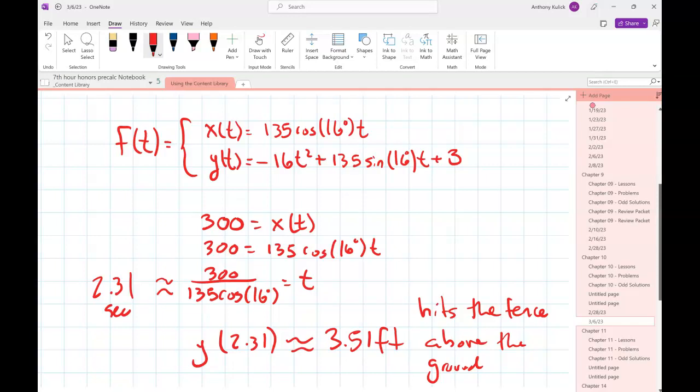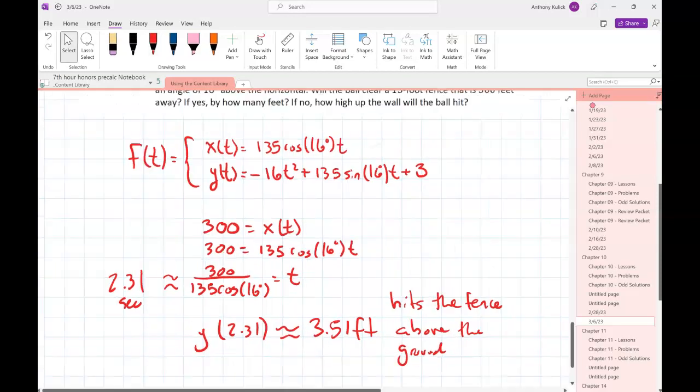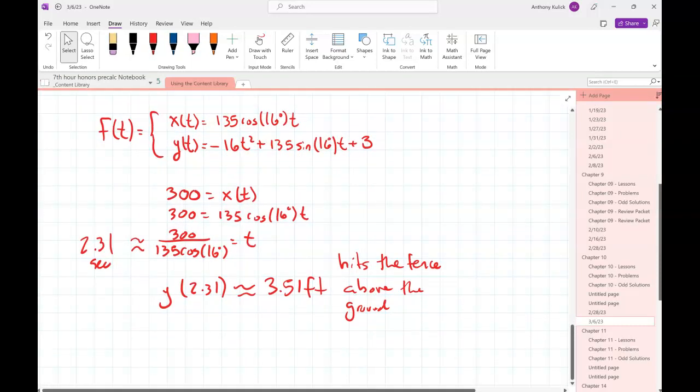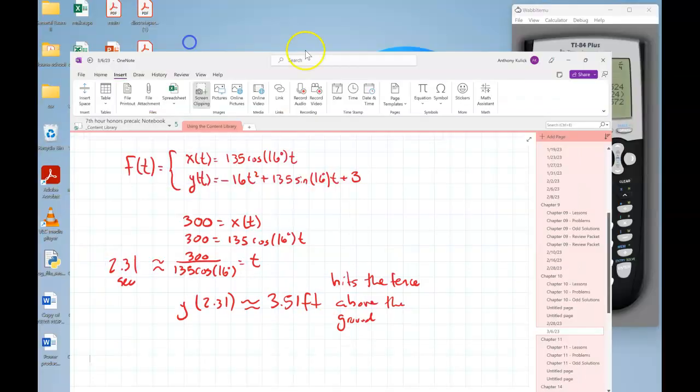Not a home run, probably even catchable, right? Yeah. If you're standing in front of the fence, I would imagine you could catch a ball 3.5 feet above the ground, assuming you can get there. All right. Let's look at another question.